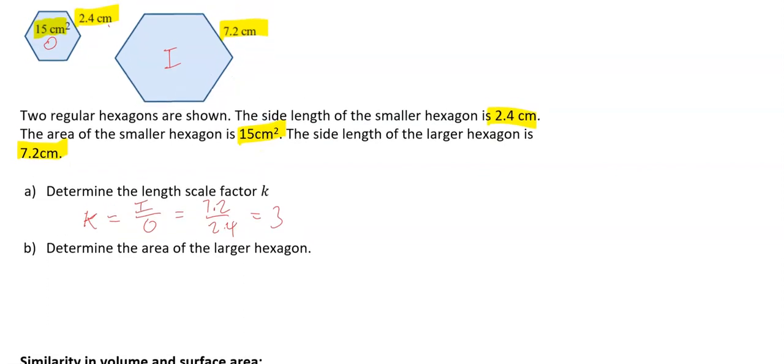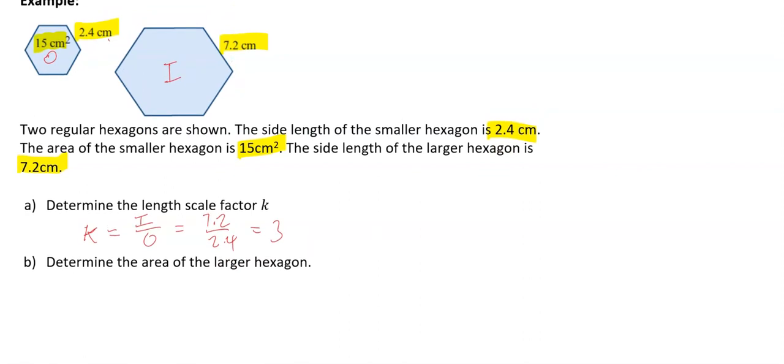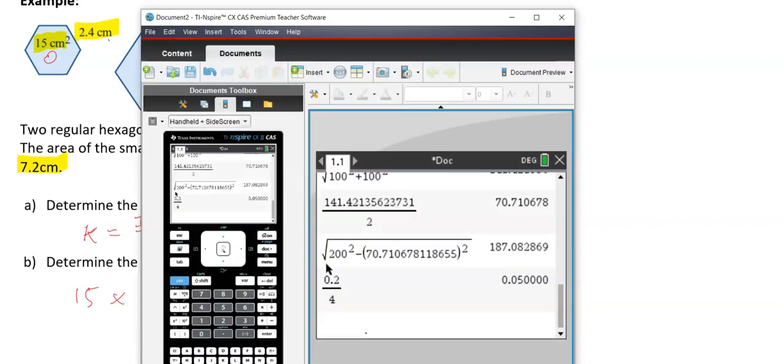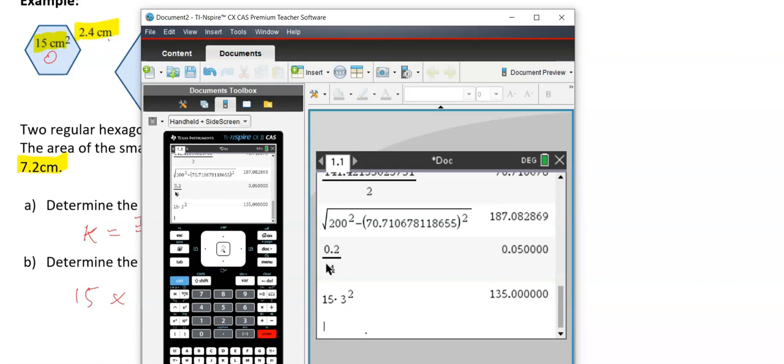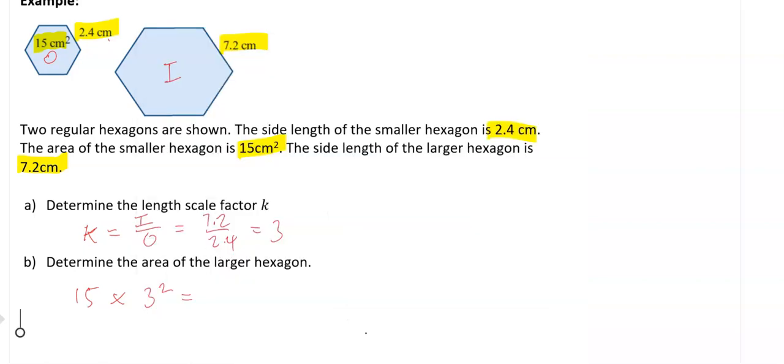Now, area is going to go up by 3 squared. So we take 15 centimeters squared, I won't bother writing units, 15 times 3 squared will give us the area for the larger hexagon. 3 squared is 9, which gives you 135 as the area for the large hexagon, and that's in centimeters squared.